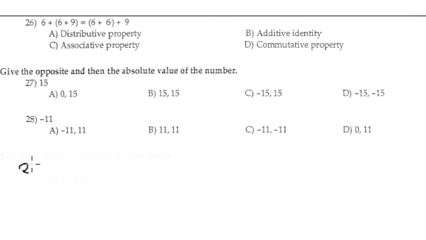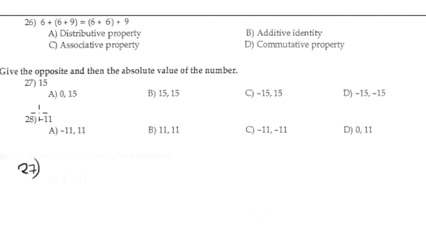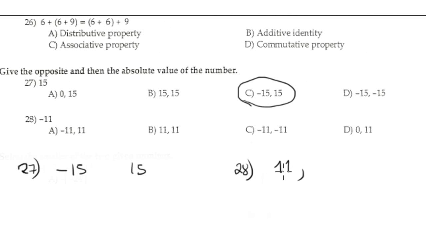Okay, 27. The opposite is negative 15, and the absolute value is positive 15. Okay, corresponding with the option C. And 28, negative 11: the opposite is positive 11, and the absolute value also is positive 11. That gives the option B.